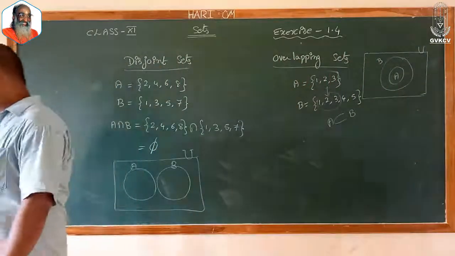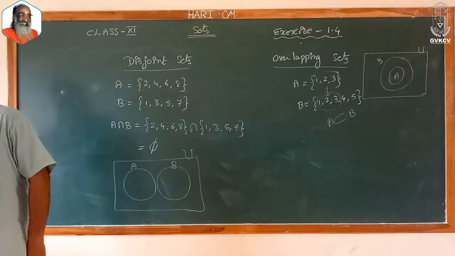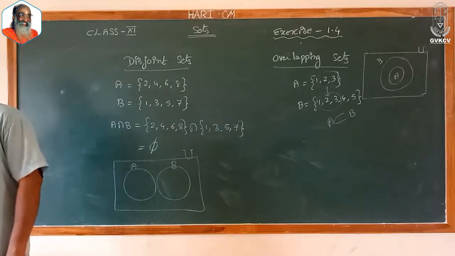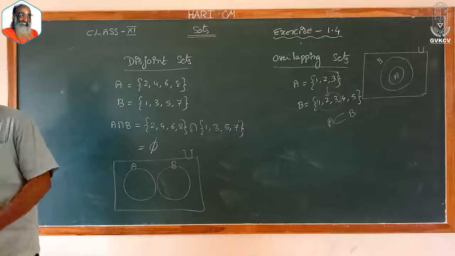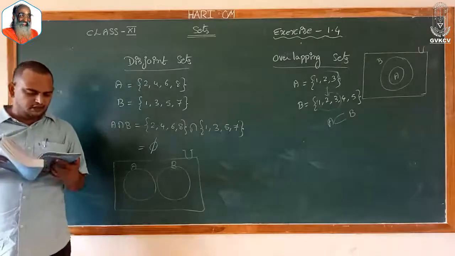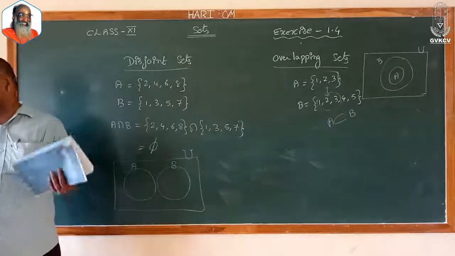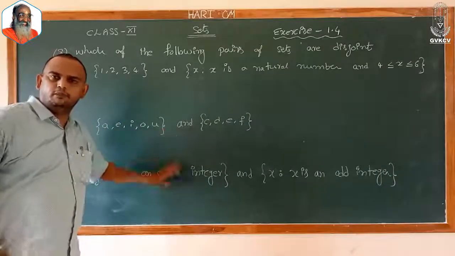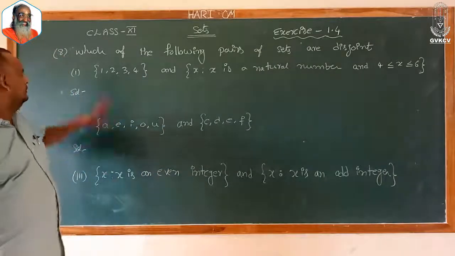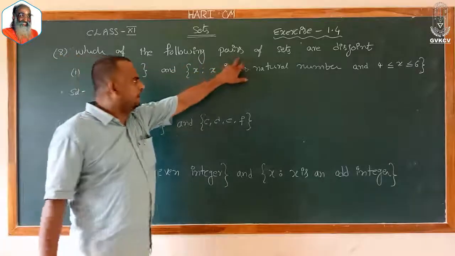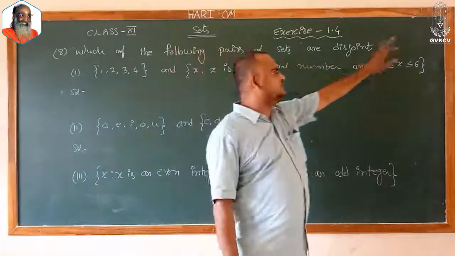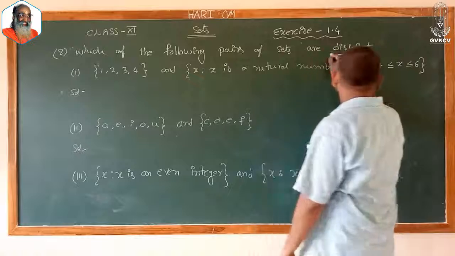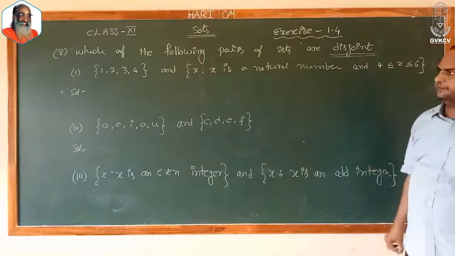Now we have problem number 8. Which of the following pairs of sets are disjoint? Disjoint, they are asking. Now coming to problem number 8: which of the following pairs of sets are disjoint? What they are asking? Disjoint.